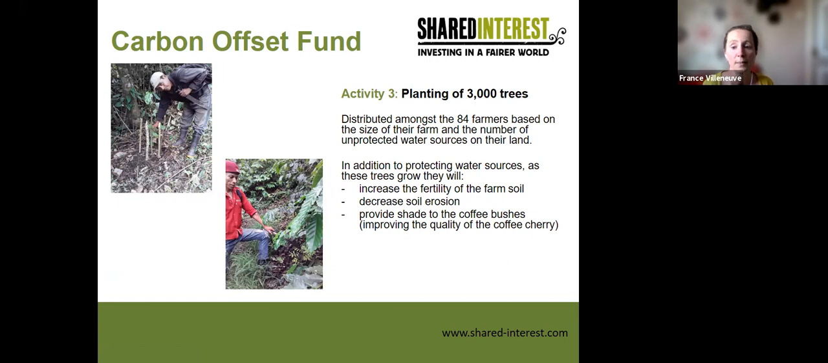This is really important because once established, these trees will not only encourage reforestation, increase soil fertility and reduce erosion, but will also provide important shade to the coffee plant and therefore improve the quality of the coffee. We've received an update from the beneficiaries who have already reported improvement in their coffee farming. Over time, we also expect this change to lead to improved yield and increased household income from the sales of coffee.